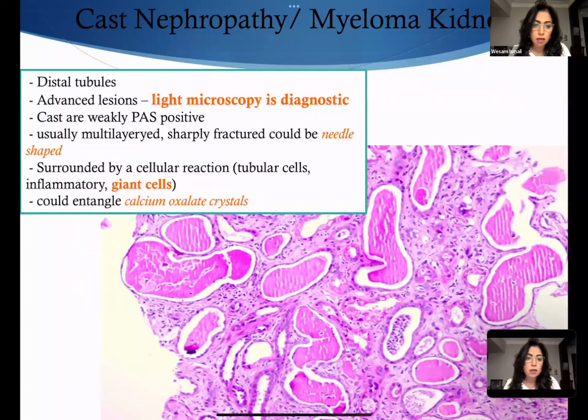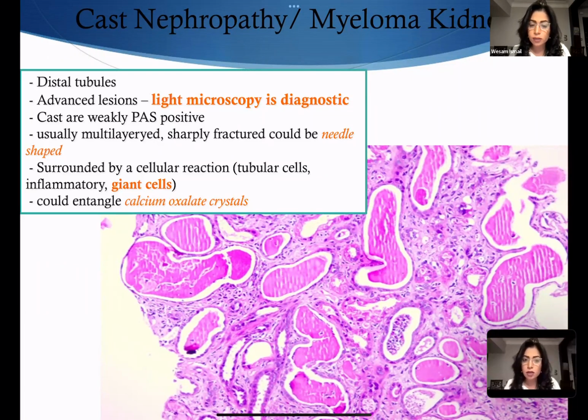Pathologically, Ahmed, can we have the next slide? Yeah, we see the casts mainly in the distal tubules. And if the lesion is advanced, light microscopy is diagnostic. So this is a light microscopy diagnosis. We don't use immunofluorescence, we don't use EM. If these are advanced cases, then it is diagnostic. These casts are usually weakly PAS positive, so they do not take PAS stain. They're usually multi-layered. They are sharply fractured, as you can see, and they could be needle shaped, as I'm going to show you. Usually they are also surrounded by cellular reaction.